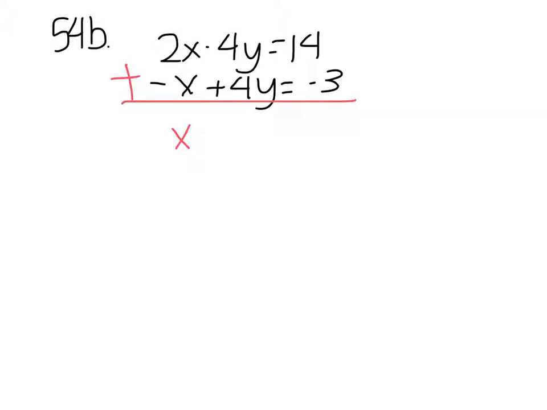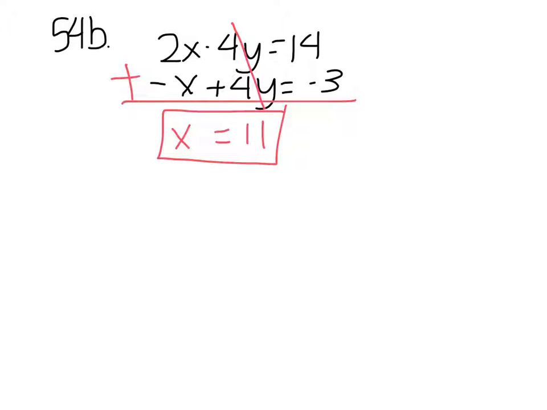2x plus negative x is x. Negative 4y plus 4y cancels out. 14 plus negative 3 is 11. So we got the y's to cancel out. They were eliminated, and we've solved for x.